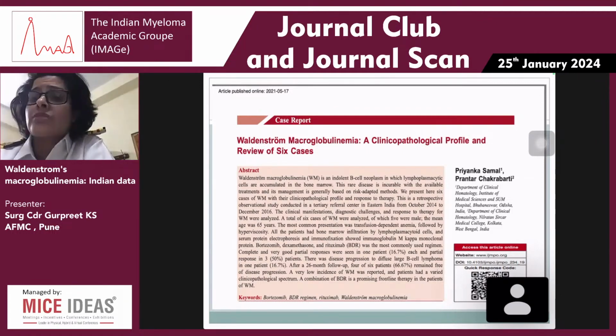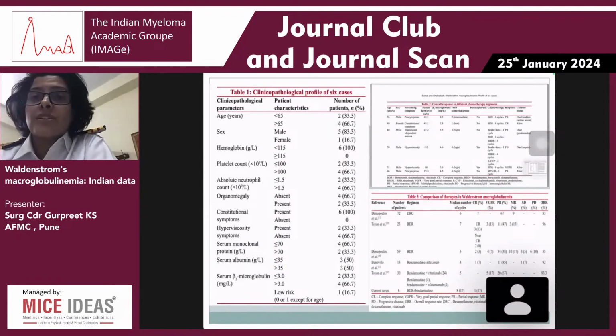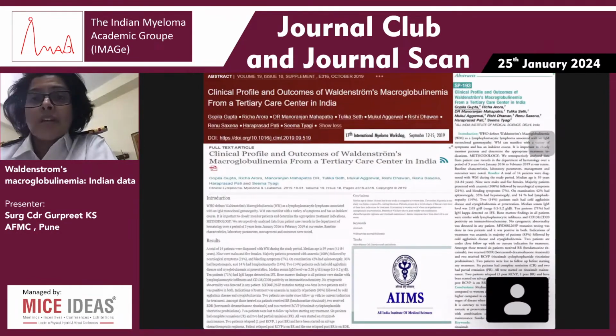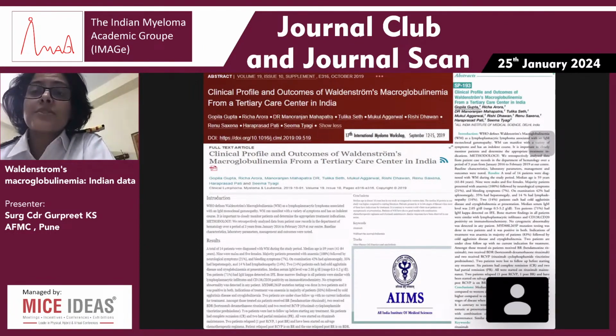Complete and very good partial responses were seen in 1 patient each, and partial response in 3 patients. One of their patients progressed to a DLBCL, and after a 26-month follow-up, 4 of 6 patients, that is approximately 66.67%, remained free of disease progression. So these are the salient findings of their study, and these are the tables that they showed. This is another study which comes from the institute where I trained, the All India Institute of Medical Sciences. This was again a poster that was presented.